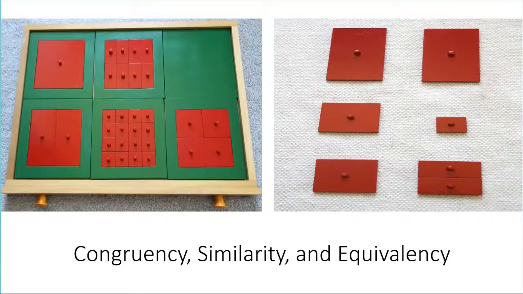The concepts of congruency, similarity, and equivalency are proven using concrete materials. Congruency deals with two geometric figures that are identical in size and shape. Similarity deals with two geometric figures that are of the same shape but different size. In equivalency, we prove that two geometric figures have the same area but different shapes.